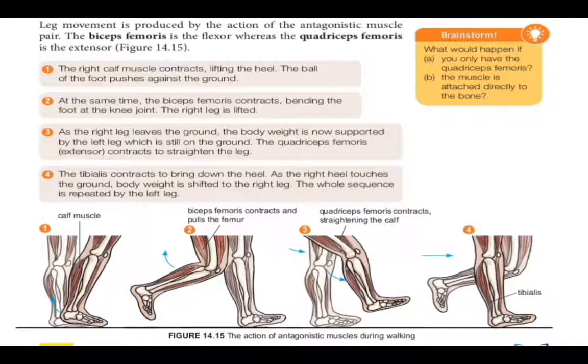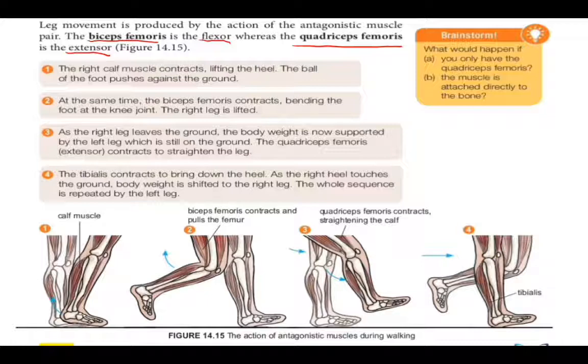Okay, we look at this one, leg movement. Leg movement is produced by the actions of antagonistic muscle pairs. The biceps femoris is the flexor, whereas the quadriceps femoris is the extensor. Okay, remember what is a flexor and what is an extensor. Flexor is the one that bends. Extensor is the one that straightens.